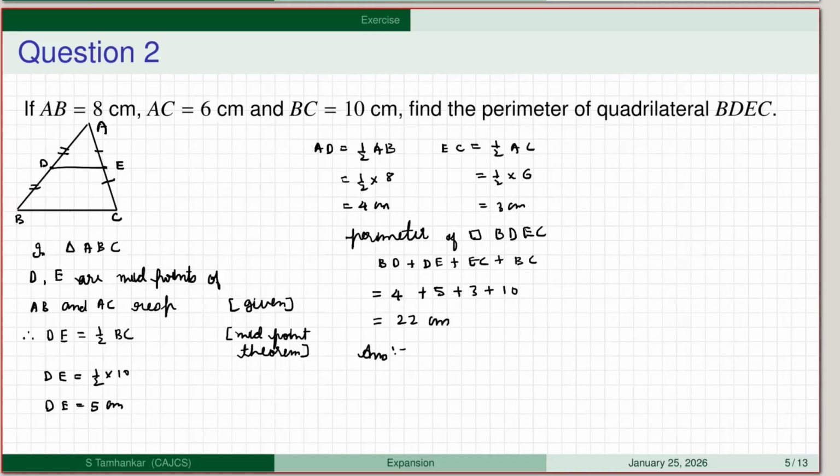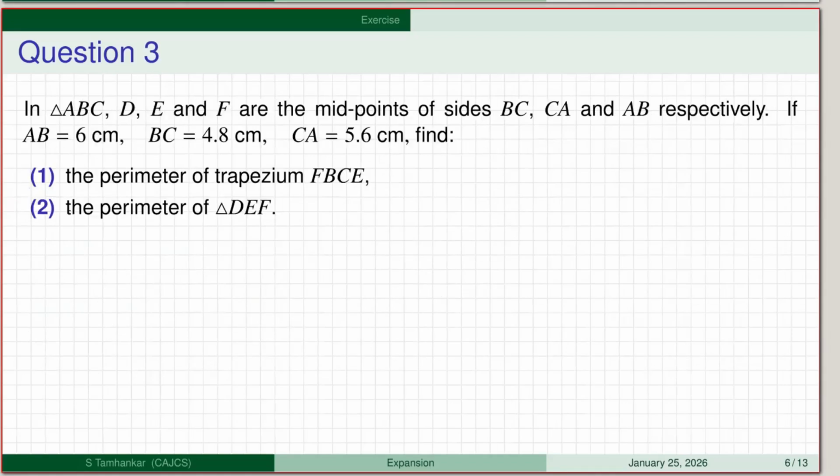Okay, do write the answer statement. The perimeter of quadrilateral BDEC is 22 centimeters. Okay, we move on to the third question. Again, you can pause the video, try to solve it, and then I'll take it ahead from there.